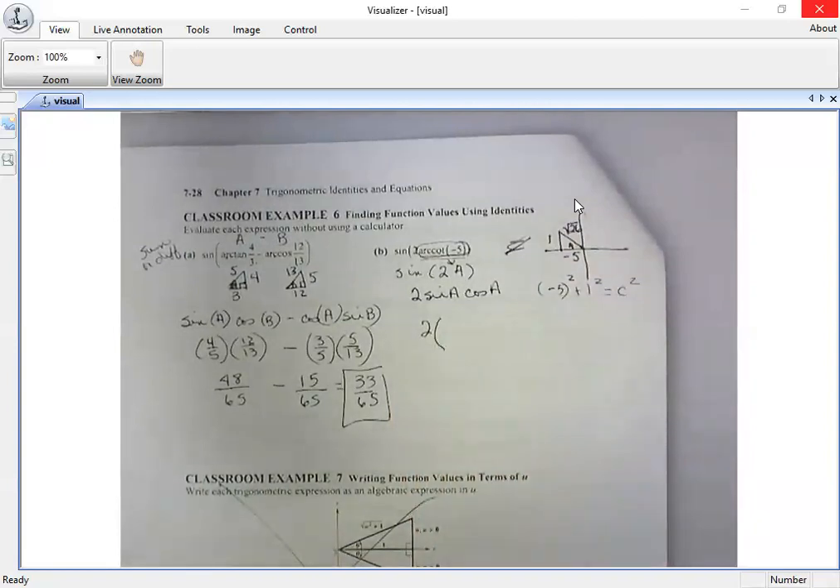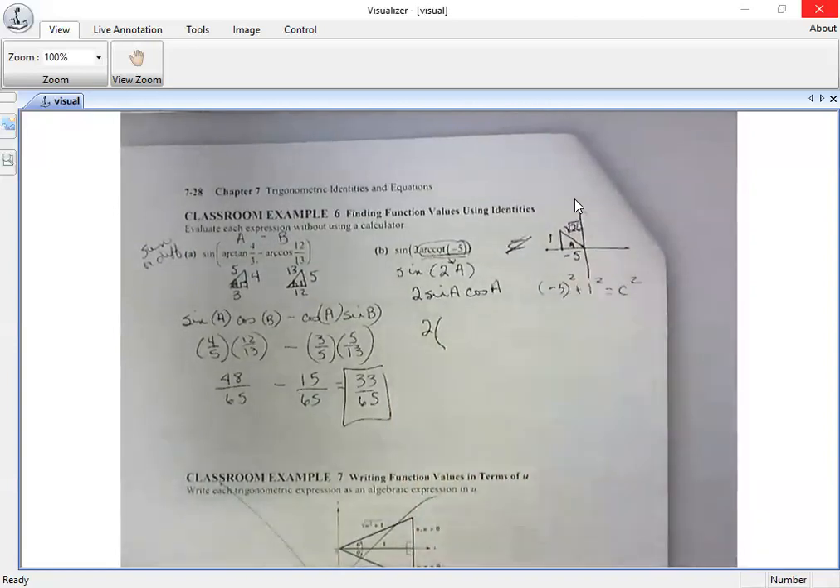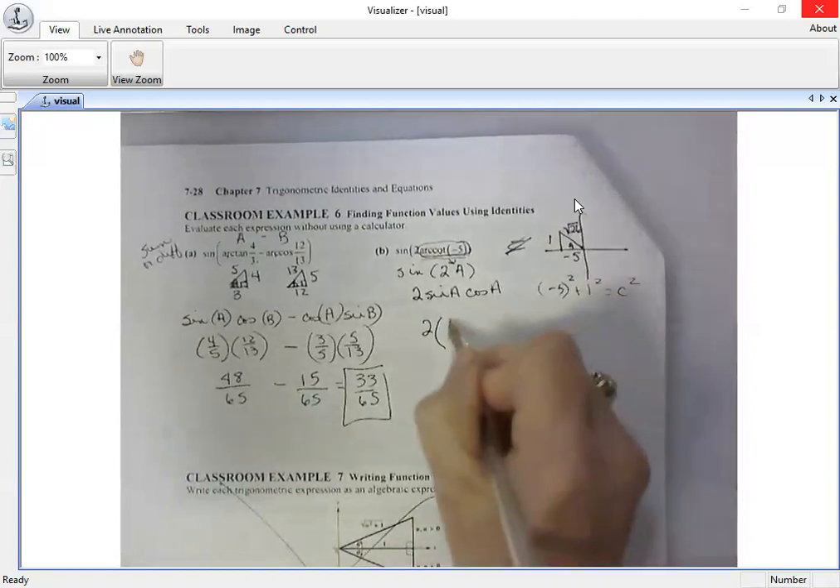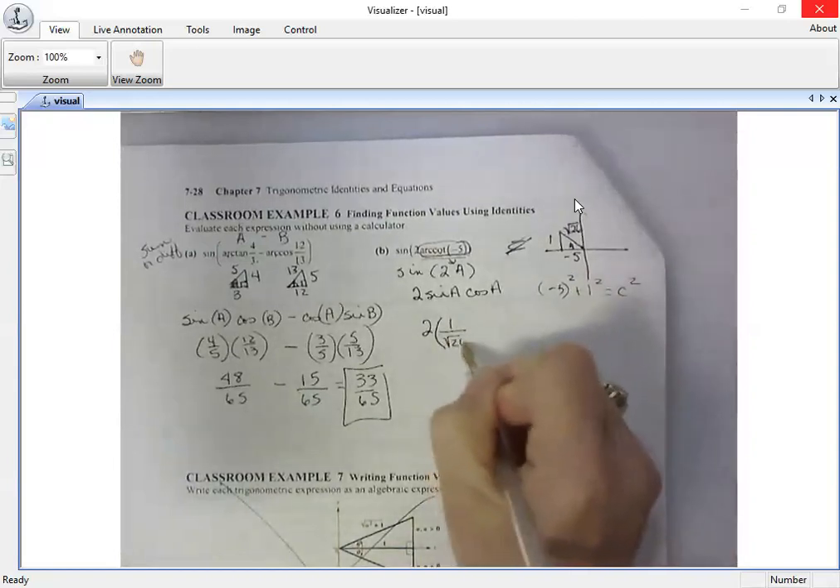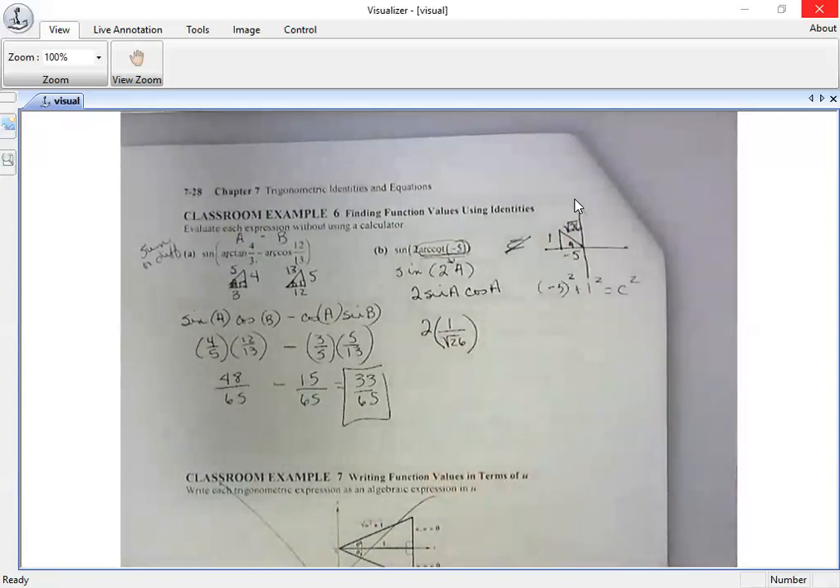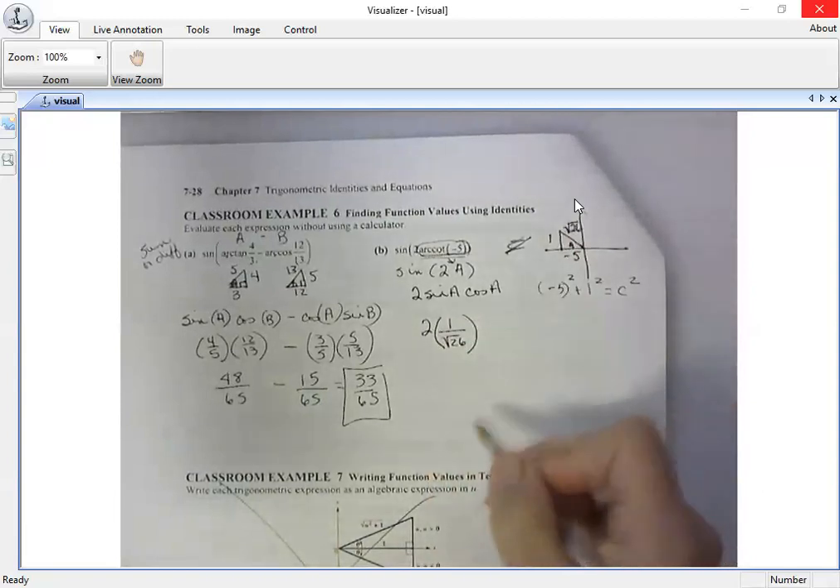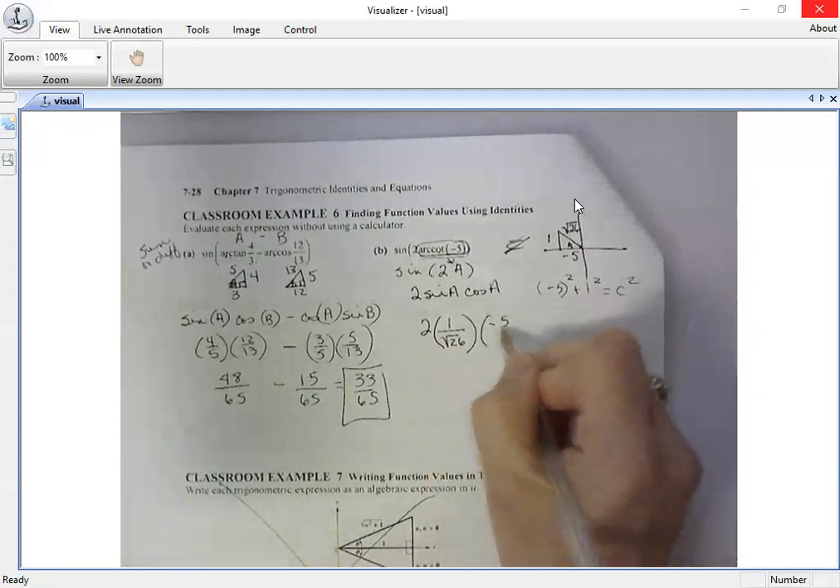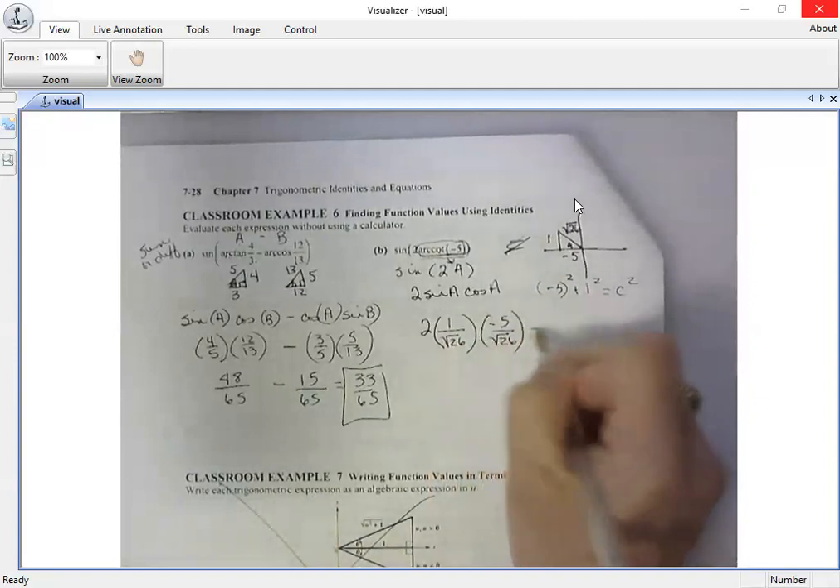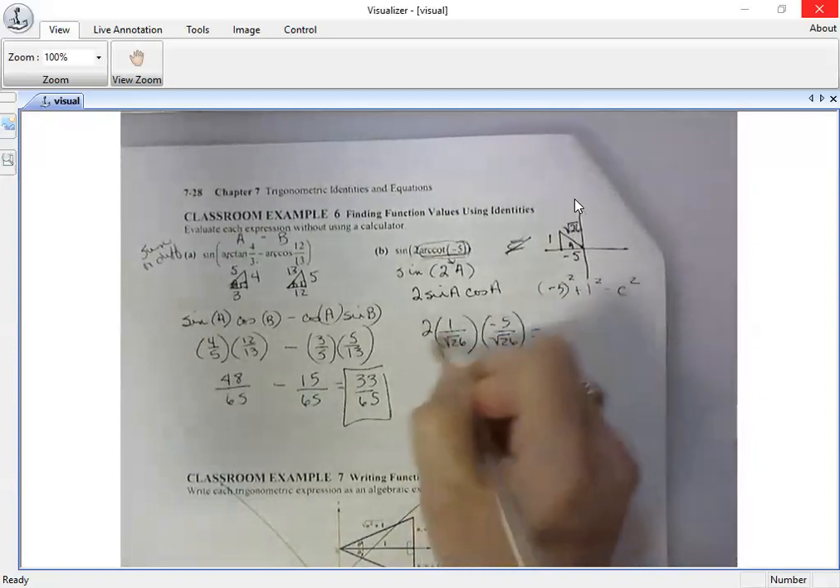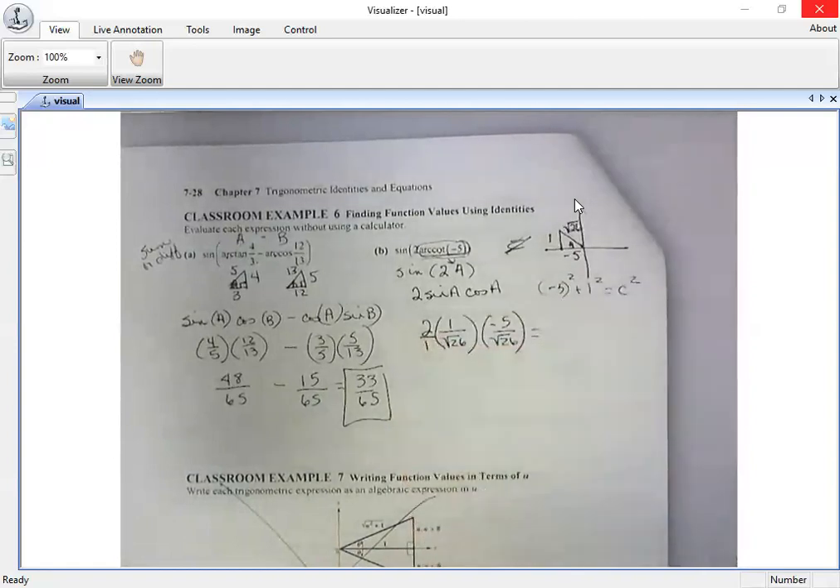The sine for this triangle would be what ratio? 1 over the square root of 26. And what would be the cosine for this triangle? -5 over the square root of 26. And that 2, I can think of as 2 over 1. All right, let's multiply this together.